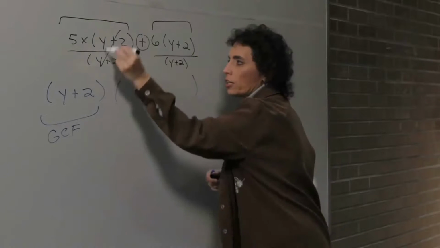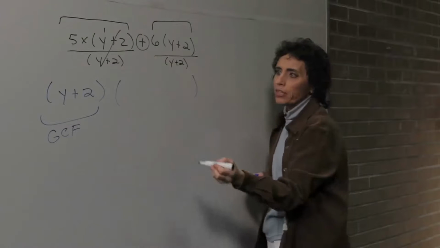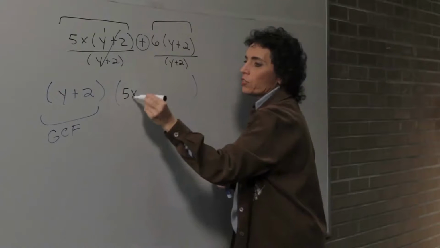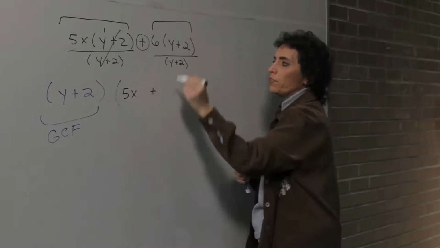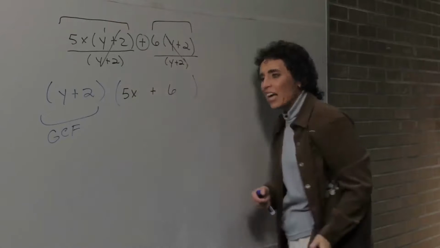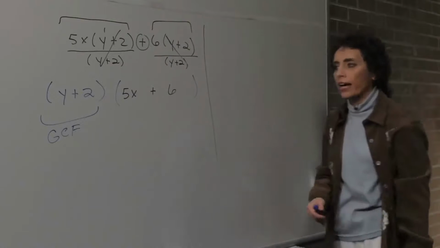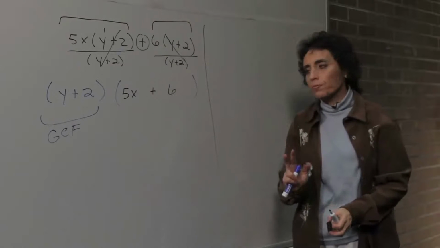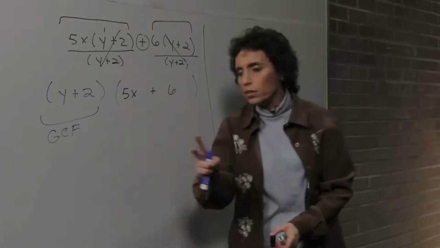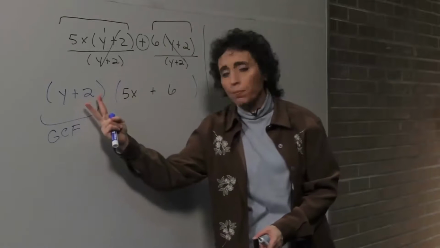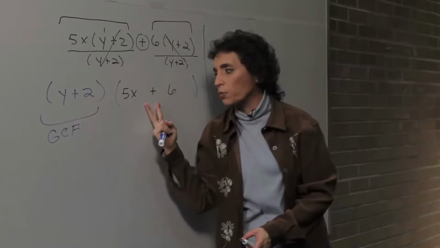When I do that, good night, right? Divide something by itself, you get 1. So I get 5x. Positive divided by a positive is a positive. Good night, I get 6. That is my answer. y plus 2 times the quantity 5x plus 6. Now, I have to tell you, I know I'm done because I only have factors. I know I'm done because the only terms that exist are inside the parentheses.